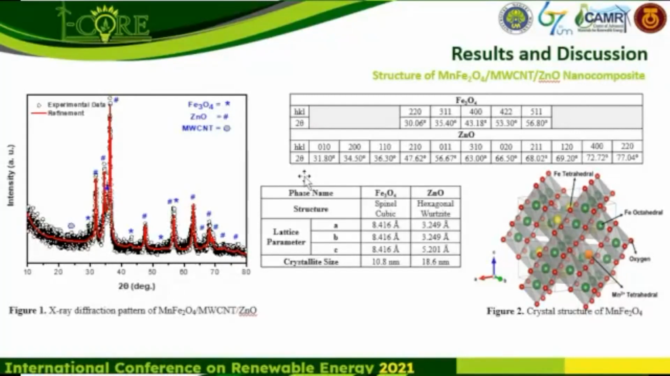The mechanism of manganese doping in ferrite is shown in figure 2, which shows the crystal structure of manganese ferrite. It can be seen that manganese has replaced the iron atom at the tetrahedral site.